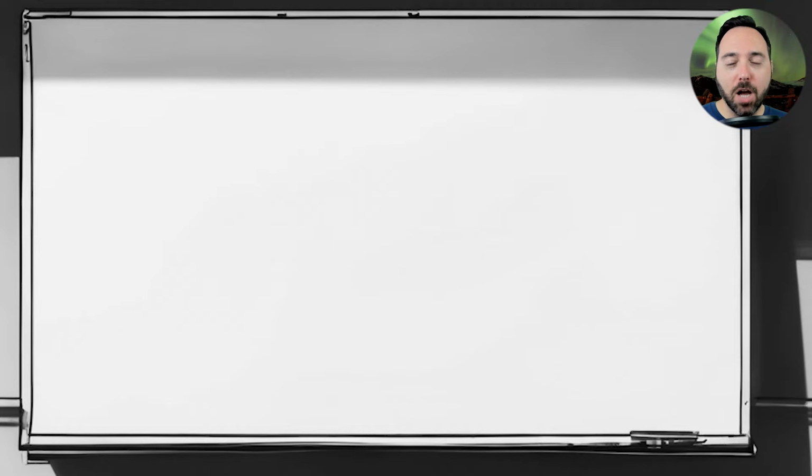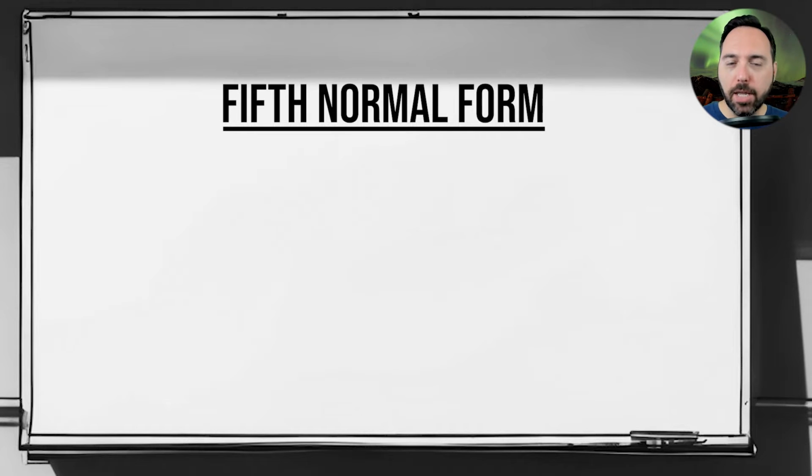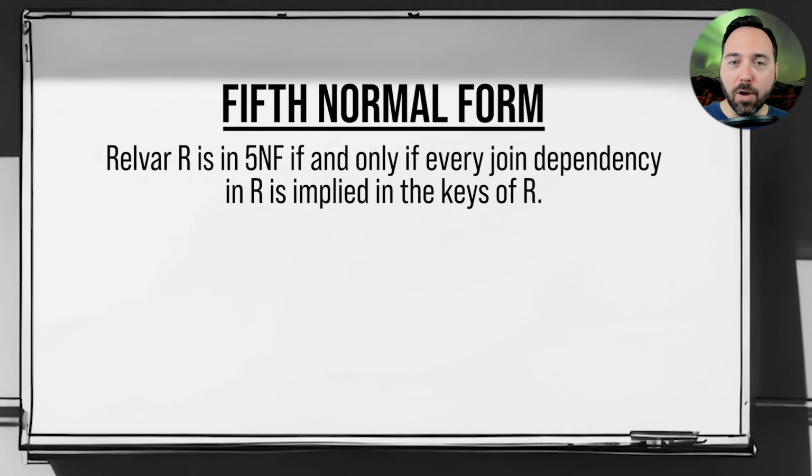We are now going to talk about fifth normal form. Fifth normal form is simple in definition, but much tougher in concept. The definition is as follows. A relvar R is in fifth normal form if and only if every join dependency in R is implied by the keys of R. At this point, we need to ask an important question. What in the wide world of sports is a join dependency?